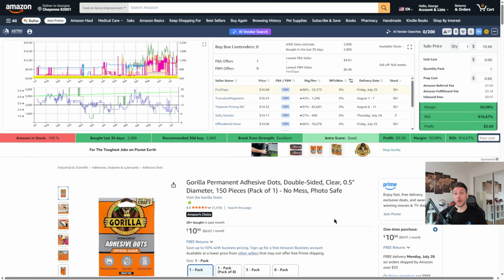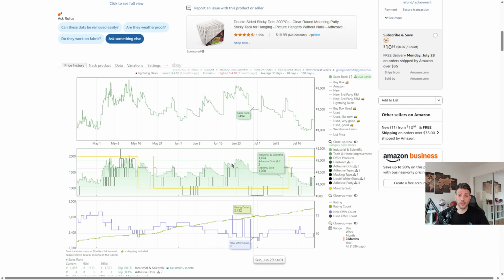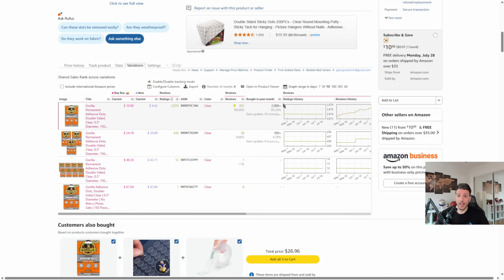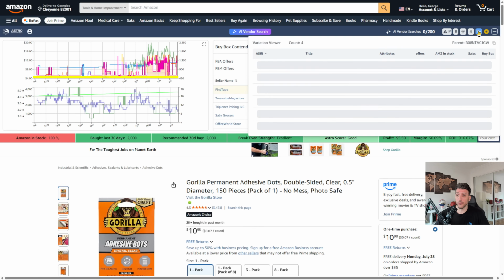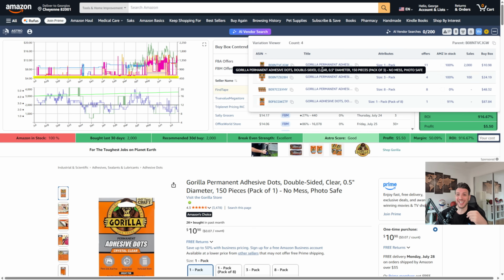But in this scenario, basically, if you see a BSR that's very low and there's a lot of variations in them, one of the best things you can do is use either Keepa's variation viewer right there, and you can use the bought in the past month, or if you're using Astro, you can use the variation viewer right there, and you can also see over here. So this one, for example, gets 2,000 in the past month. This other ASIN in the variation gets 100. So together, these are the ASINs that accommodate for the BSR.